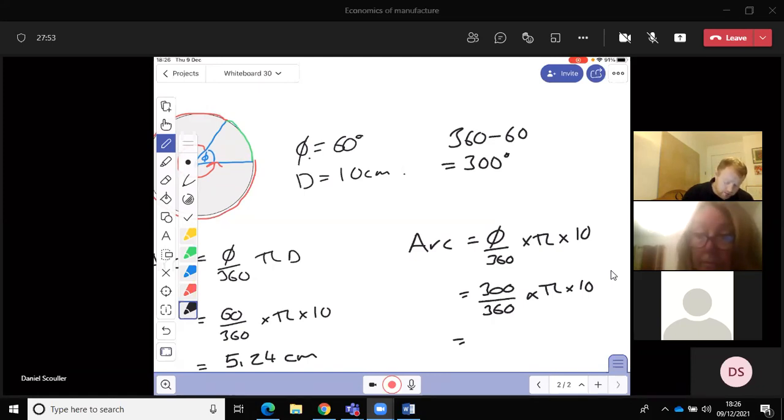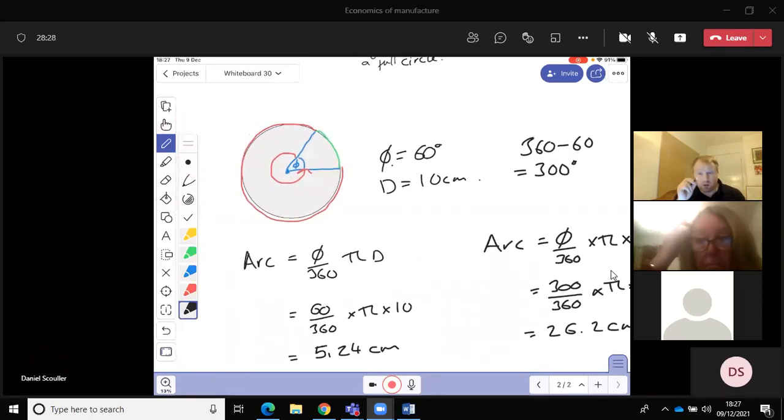Multiplied by pi, multiplied by 10, is 6.2 centimeters. Okay, and how many decimal places and things like that I'll cover later on, because they're sometimes quite specific in the question. So don't worry too much about this bit. I'm just going through the equation and what we're looking at. We'll go through significant figures and decimal points later on. Okay, so that's arc length.